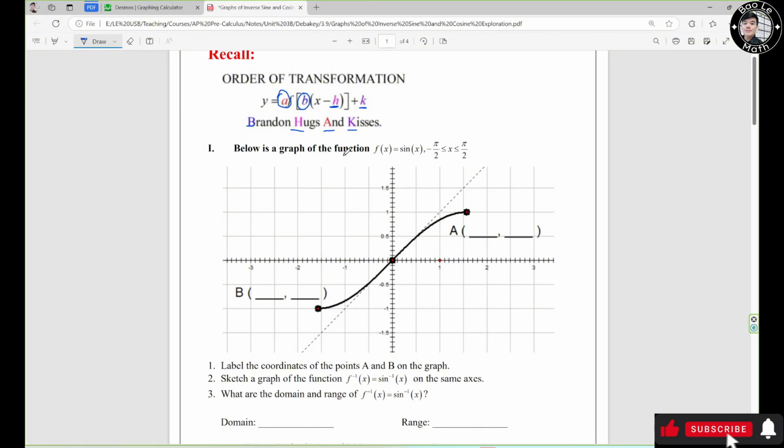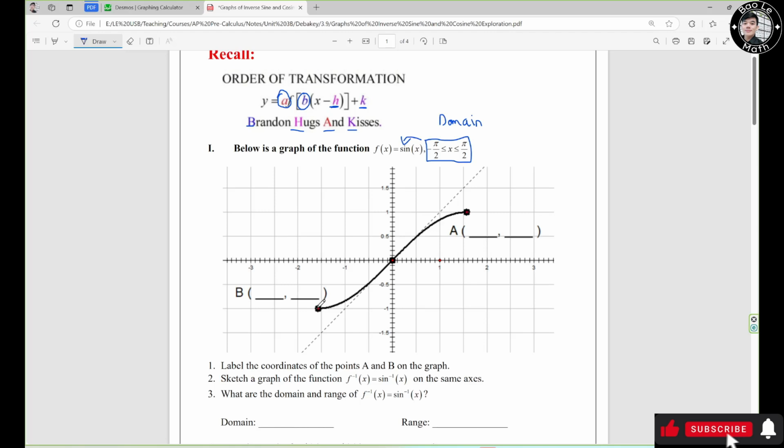Below is the graph of the function f of x equals sine x, where x goes from negative pi over 2 to pi over 2, right? And this is actually the domain of this function, right? So you need to write domain here. Alright, now question 1, label the coordinates of the points A and B on the graph.